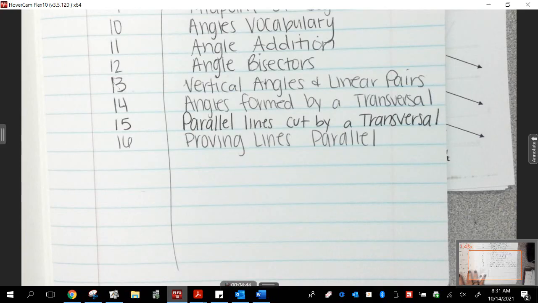What does it mean, proving? To show. Show that these lines are parallel.